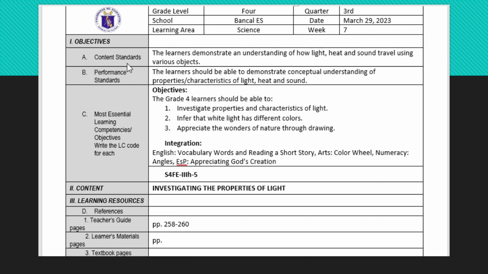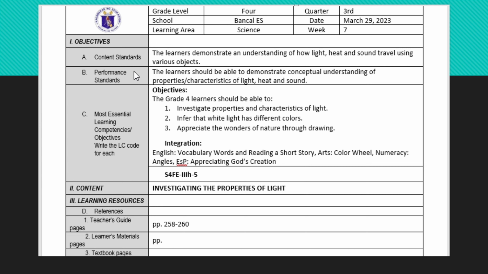Next is objectives. So, dun po sa aking unang video about the detailed lesson plan, diniscuss ko yung kahalagahan or essence ng objectives. But for those na hindi nakapanood po ng first video ko about detailed lesson plan na ginamit ko sa classroom observation, ang objectives, ang pinaka-goal po nito, kaya ito nilalagay sa lesson plan natin, is for us to know what is our goal for that specific lesson.